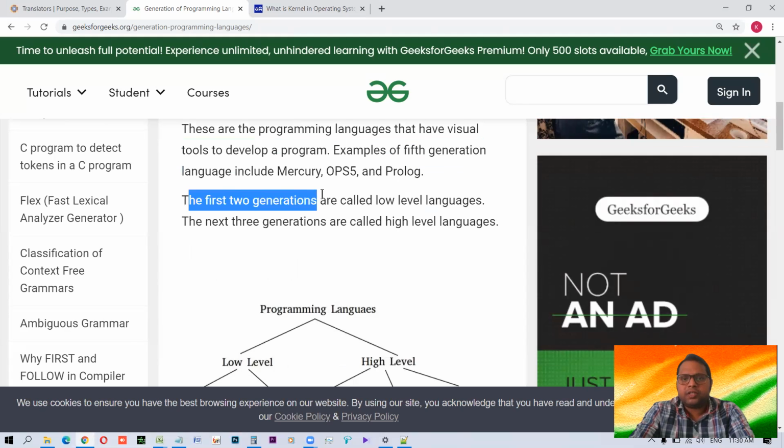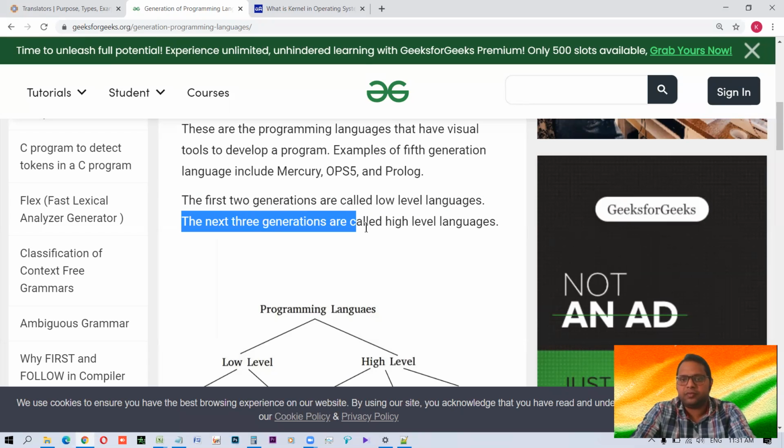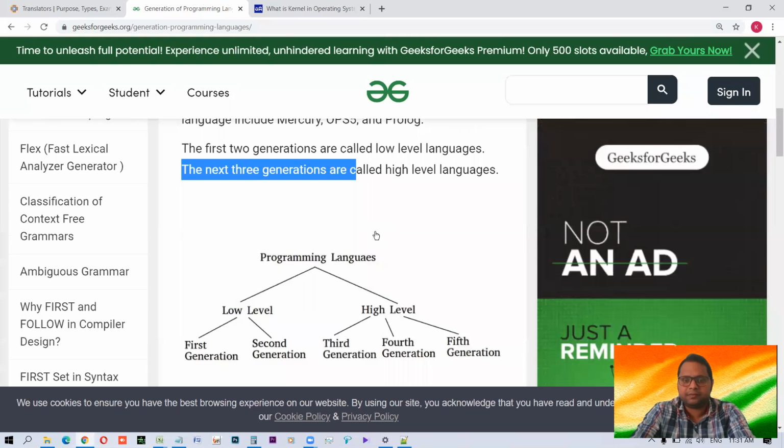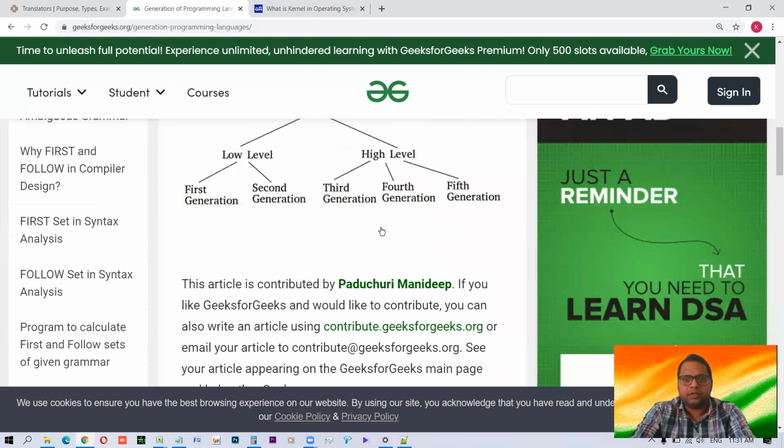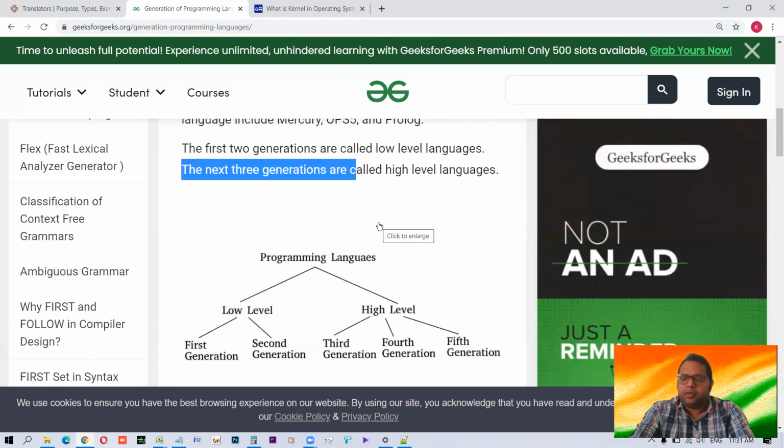So the first two generation languages are called low level languages. We call the first two generations, machine level language and assembly level language, the low level languages. And after that, the three generations, third, fourth and fifth, are known as the high level languages. So in this way we have seen how many generations of languages there are.